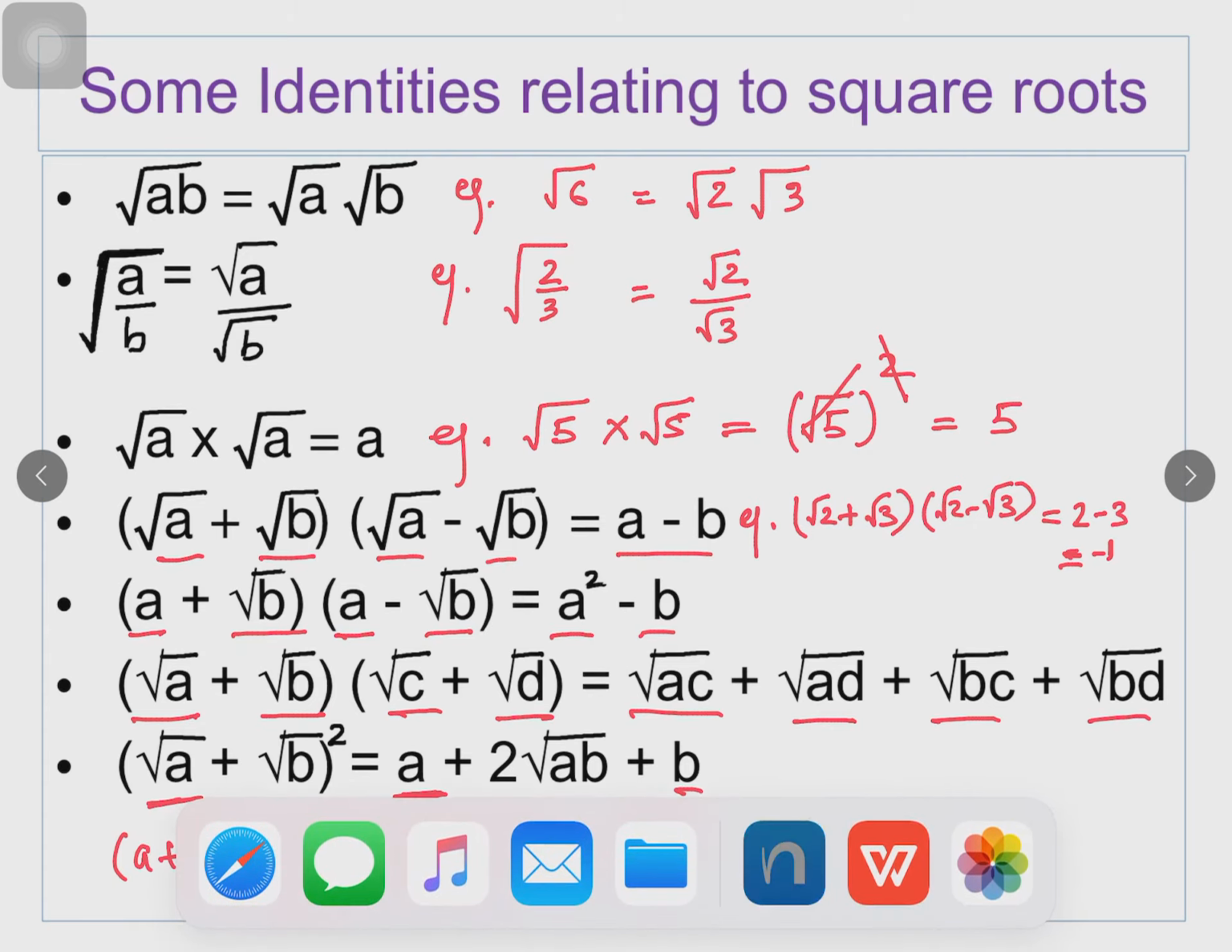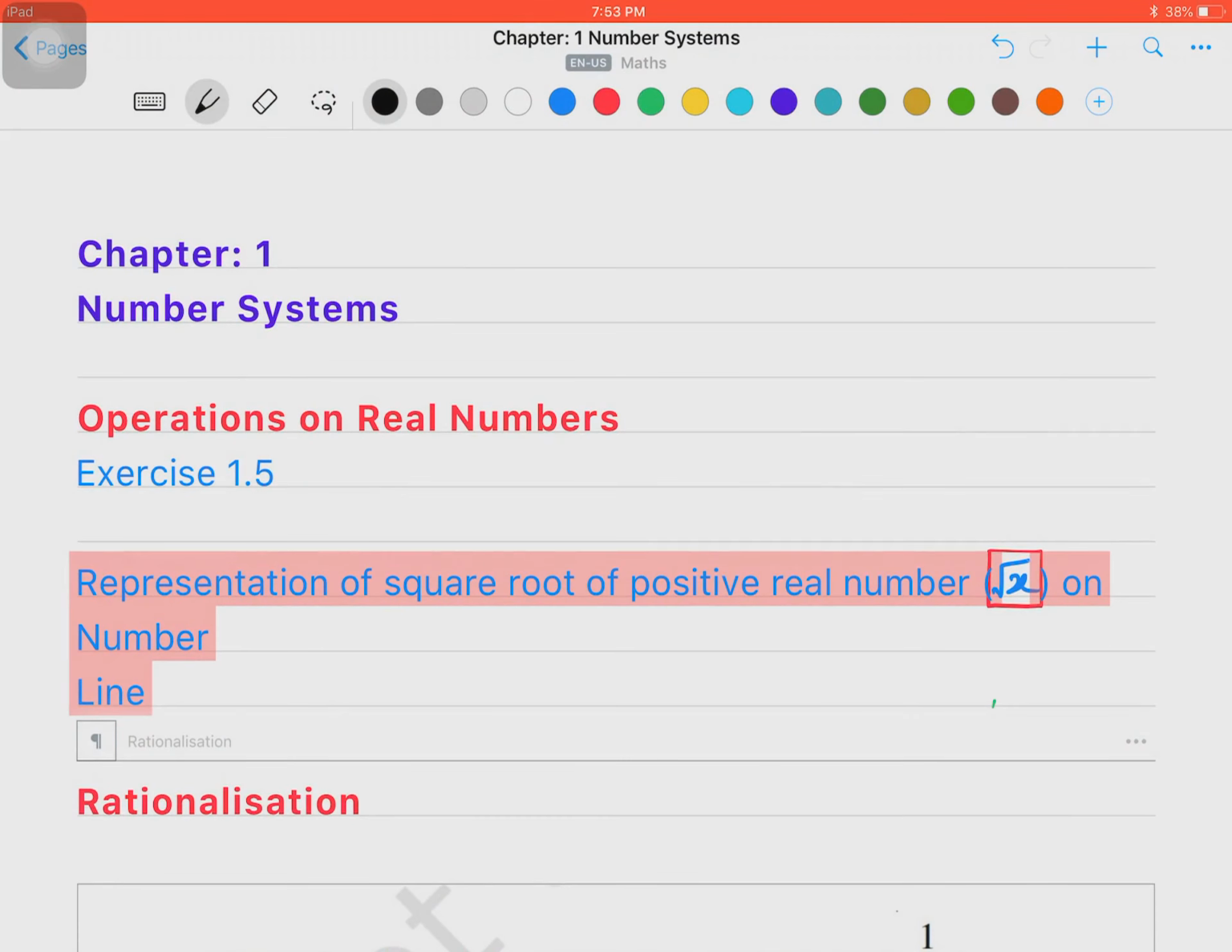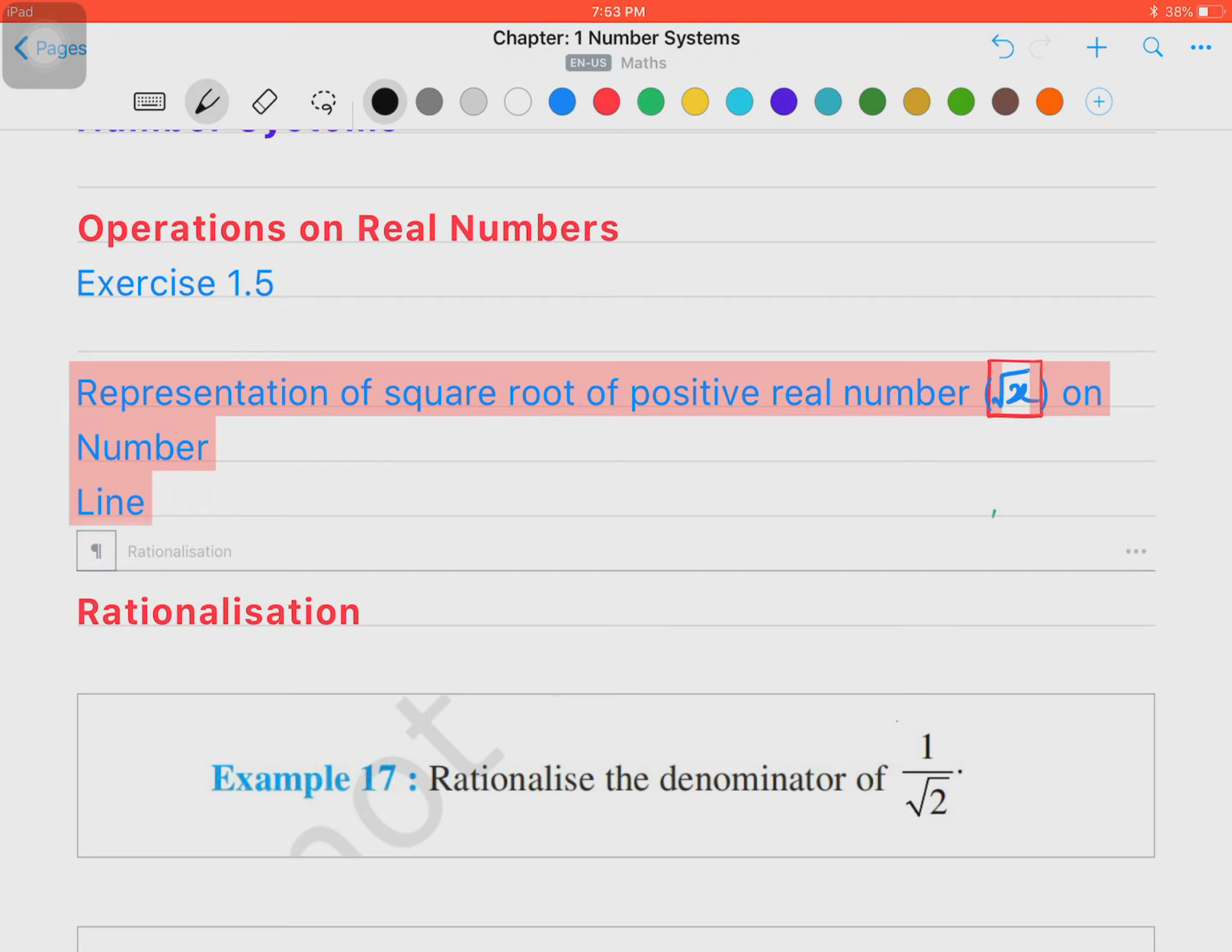Okay, let's come to the exercise. So here we have chapter number 1, Number Systems. We are doing operations on real numbers. In this video we will be discussing exercise 1.5.